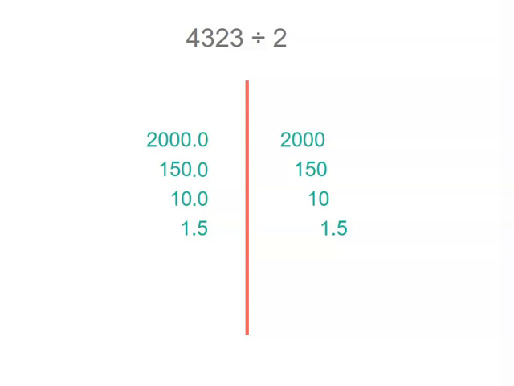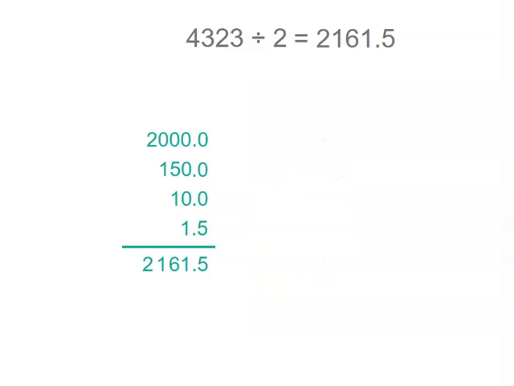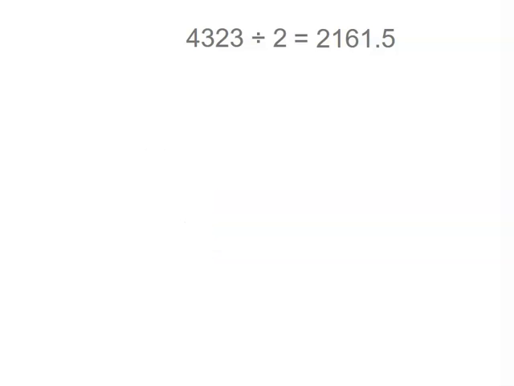In fact, it's a good idea. If none of your numbers have decimals, that's fine. But as soon as one does, it's a good idea to put decimals for all of them so you understand what you're working with. So let's add our tenths place. And we've got 5 in the tenths place, 1 in the units place, 6 in the tens place, 1 in the hundreds, and 2 in the thousands. So 4,323 divided by 2, or shared into two groups, is 2,161.5.